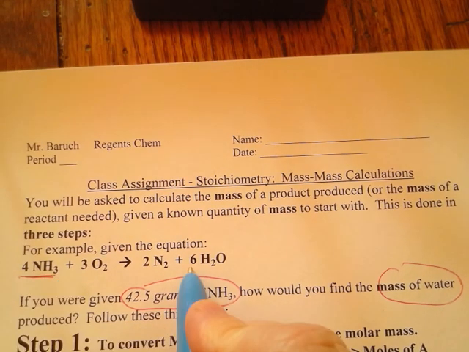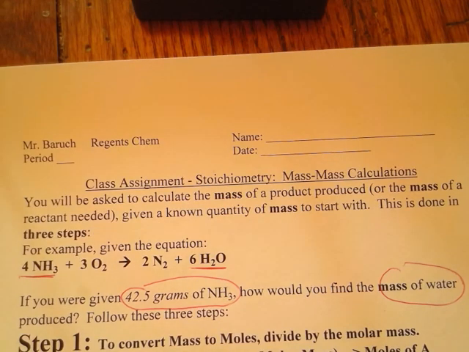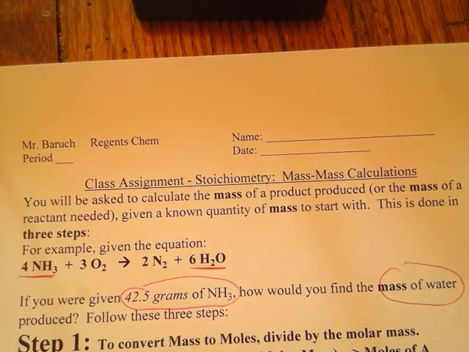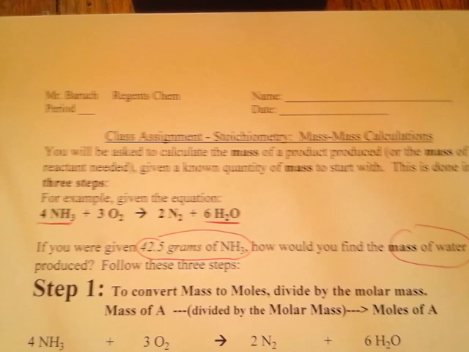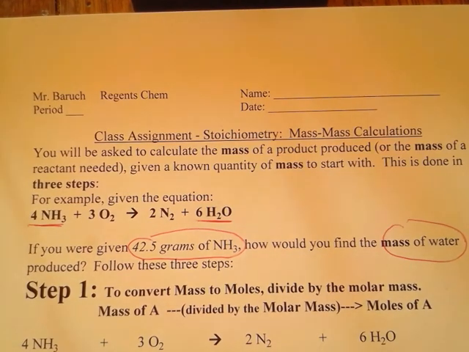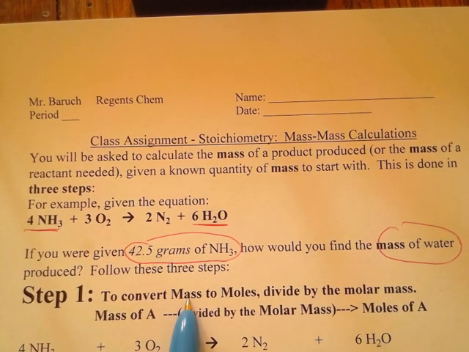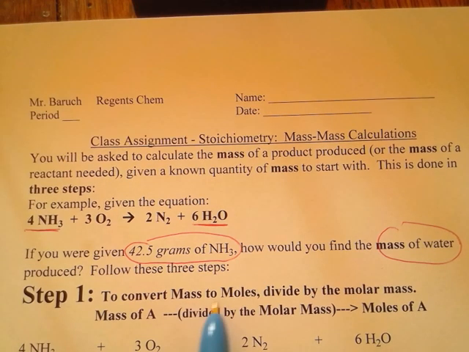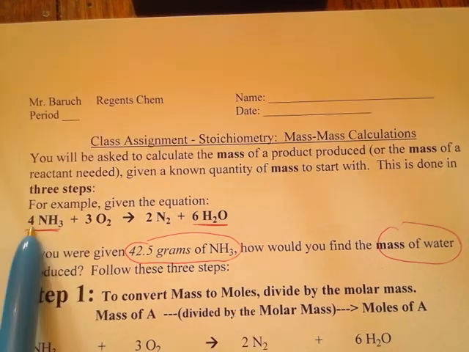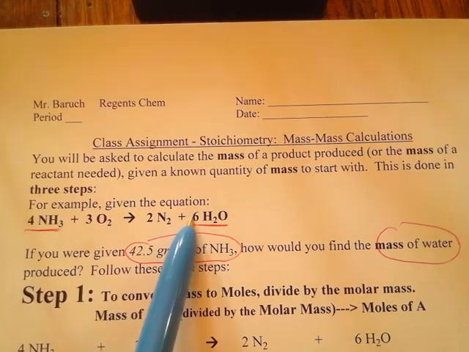This type of stoichiometry requires 3 steps. There is no shortcut. You have to do 3 individual steps. The first step is to convert grams to moles. As always, you don't want to start with mass. You always want to convert it into moles, because these coefficients, the 4, the 3, the 2, and the 6, they are related to moles, not related to grams.